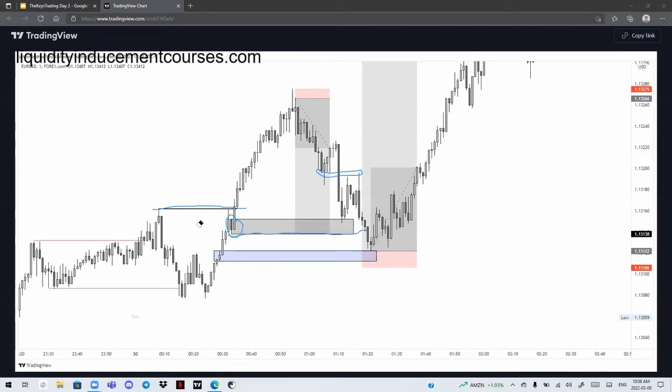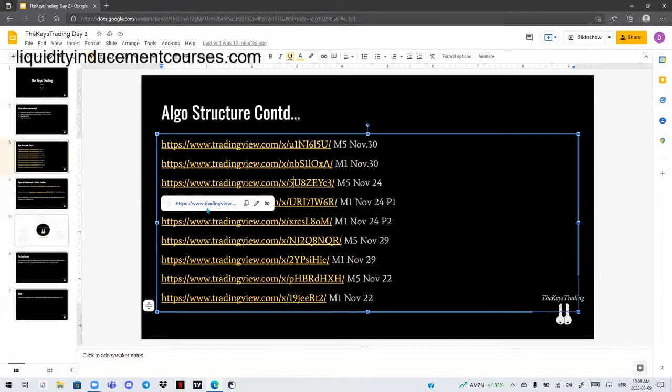You see the same thing coming over and over again. This is the last low before price broke structure, so price has to induce this area. Does that make sense? Okay, I'll continue.